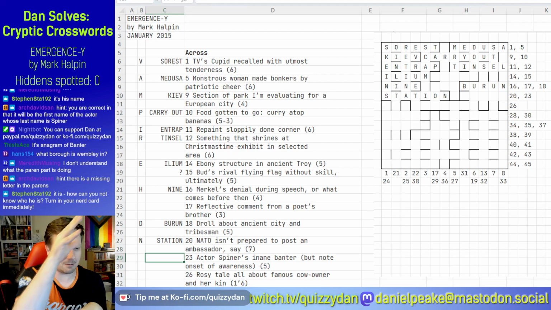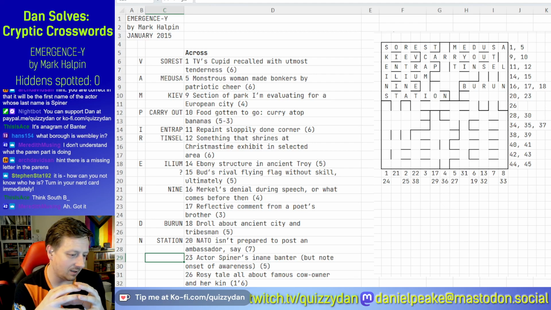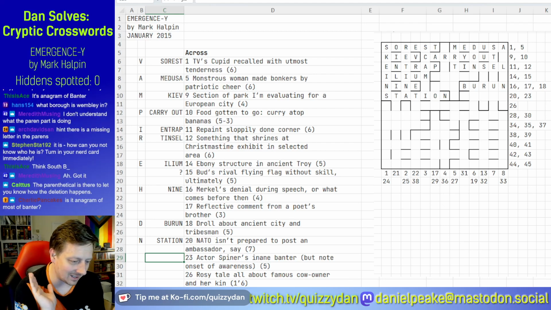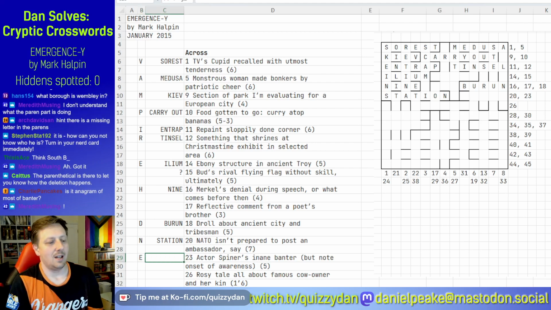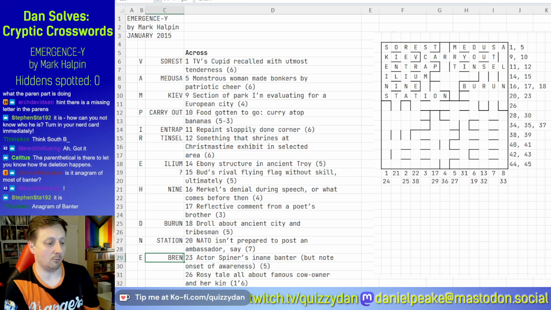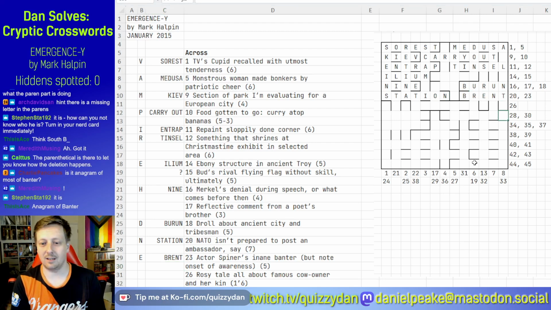Strong hints, please. There's a missing letter in the... So, but not onset of awareness. Anagram of banter then, but not onset of awareness. So minus the A from banter and anagram. Is there a Brent? That'll work. Thank you very much.